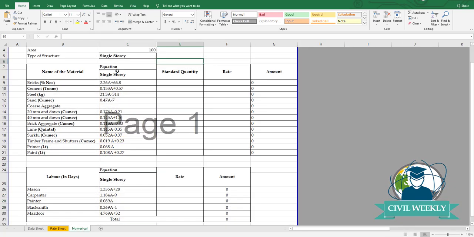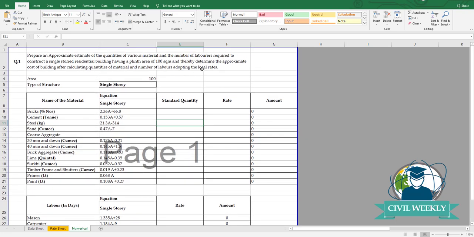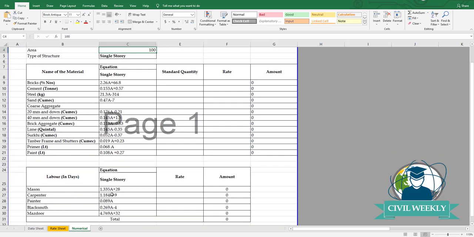1.335A plus 28. So whatever the equations are there for single story, I have just mentioned it over here. And what will be the next step? I will have to substitute all these A values. All these A values will be 100, as the plinth area given to us is 100 meters square. So I will substitute A as 100, and I will try to get the values for various types of materials and various types of labors.